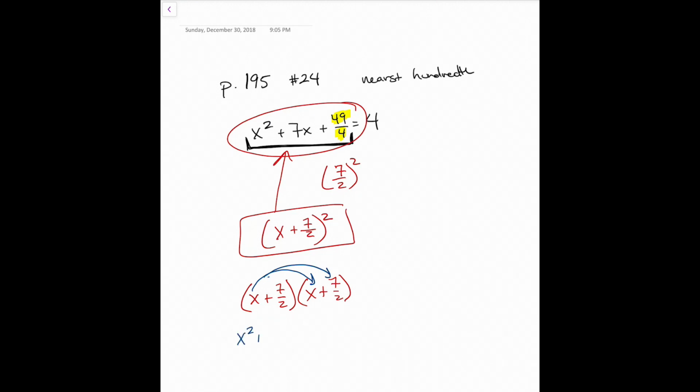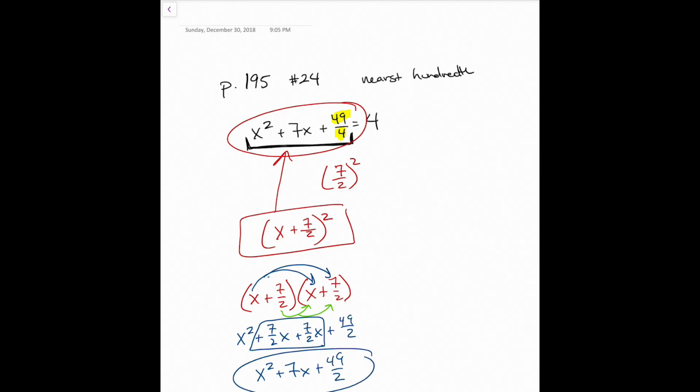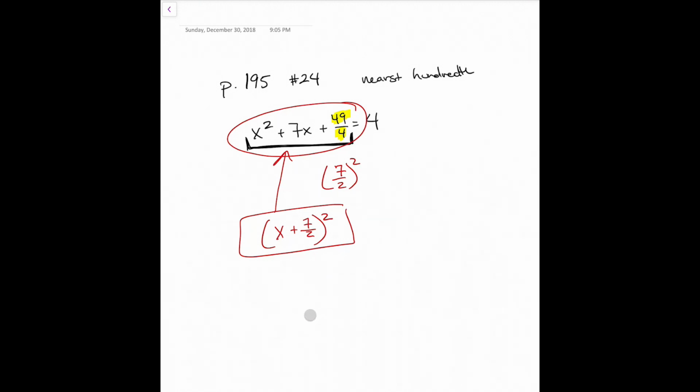That leaves me with x squared plus 7 over 2x, right? And then I'm going to do the same thing with the second term, and I end up with 7 over 2x plus 7 over 2 times 7 over 2, that's 49 over 4. And this right here in the middle terms, 7 over 2, that's basically 3.5, right? 3.5 plus 3.5 is 7x plus 49 over 4, which is exactly what I had in the very beginning. Okay, so now that you're satisfied with that, it's always nice to double check yourself just to make sure.